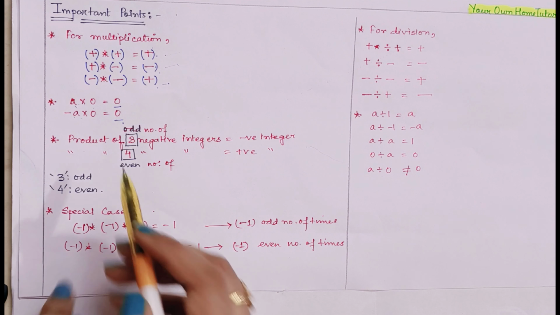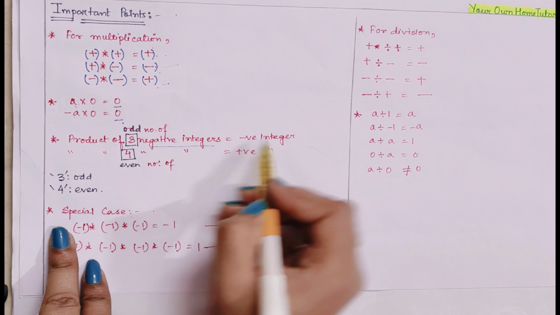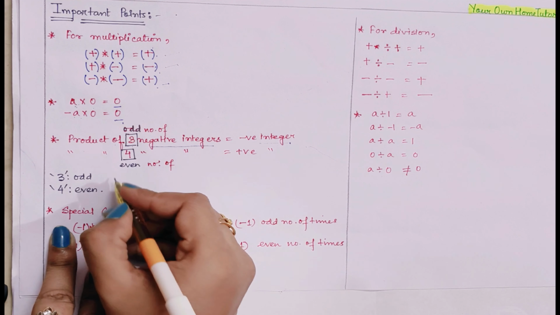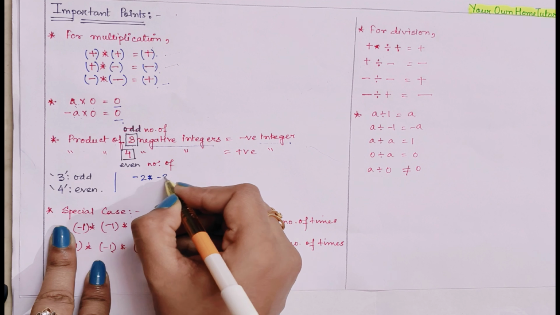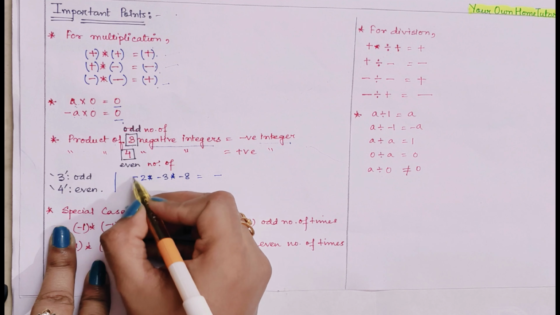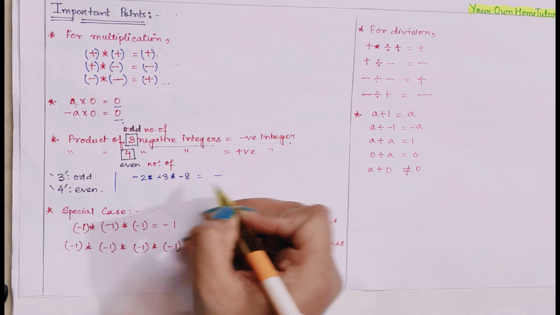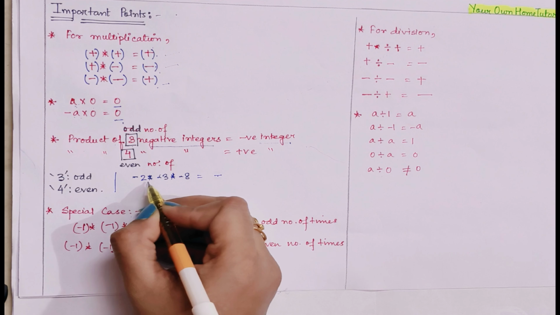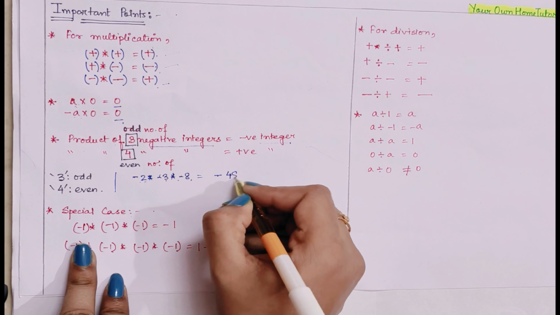And one most important point here is that the product of 3 negative integers is a negative integer. For example, if I multiply -2, -3 and -8, the result will be negative. I don't have to multiply minus minus plus, then plus minus minus will give me minus. Simply by looking at this, we see that there are 3 negative integers. The value will be -48.